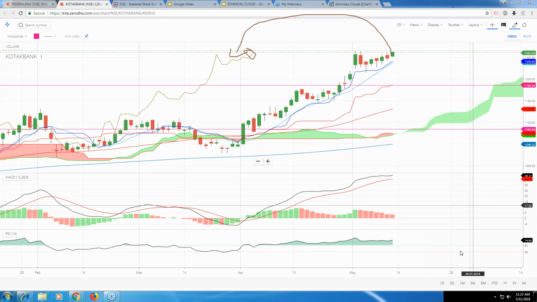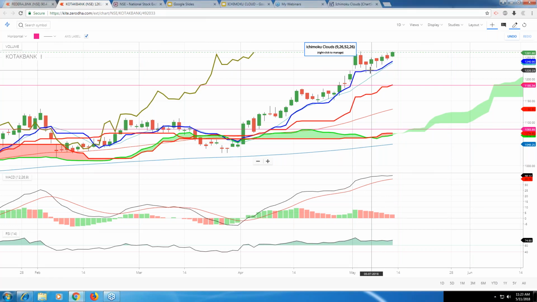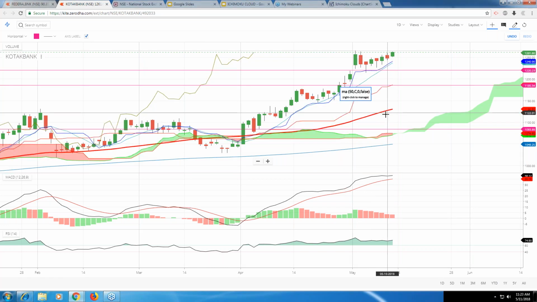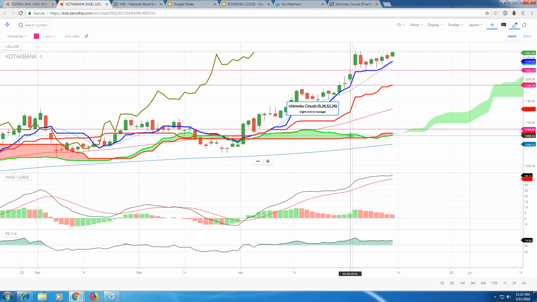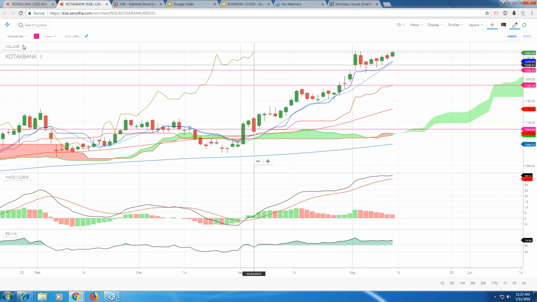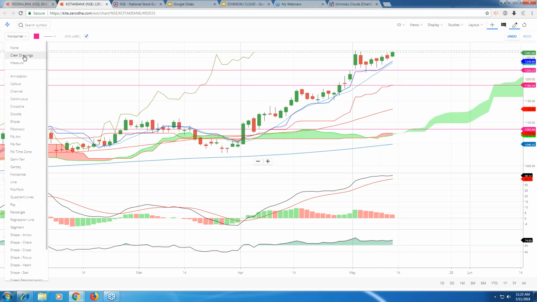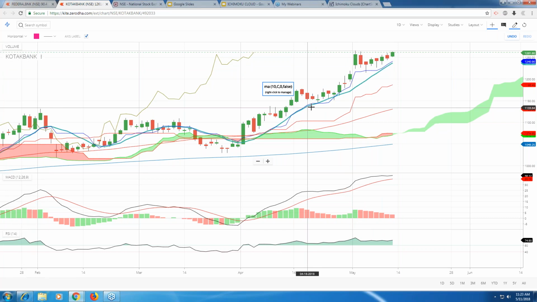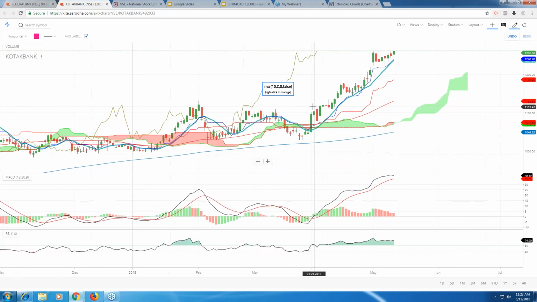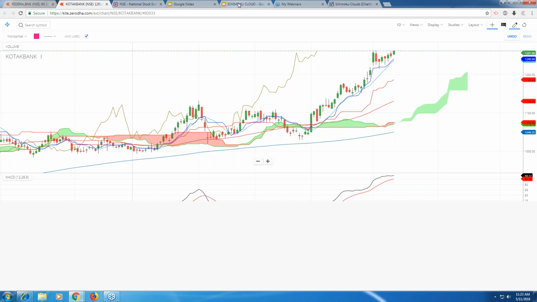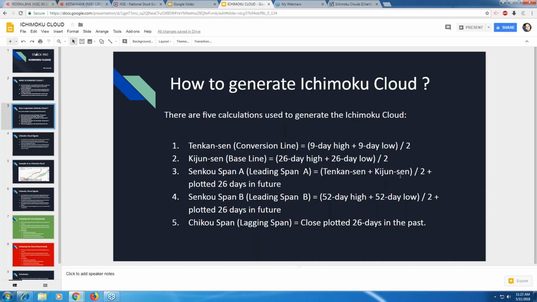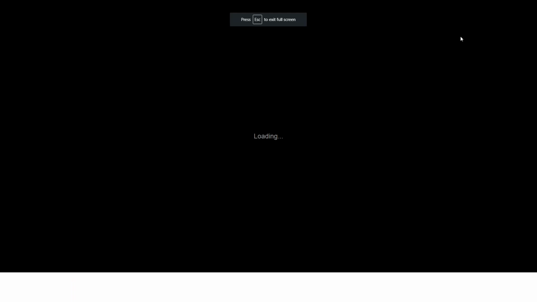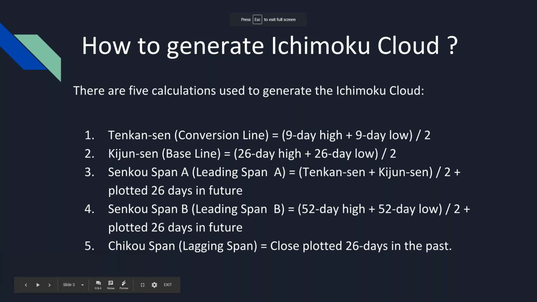So this is the base, this is the conversion line, this is the baseline, this is Senkou Span A, Senkou Span B, and the Chikou span. All of them form very important parameters of Ichimoku Cloud. Let's go further and understand what happens next. Now let's go to the next slide.